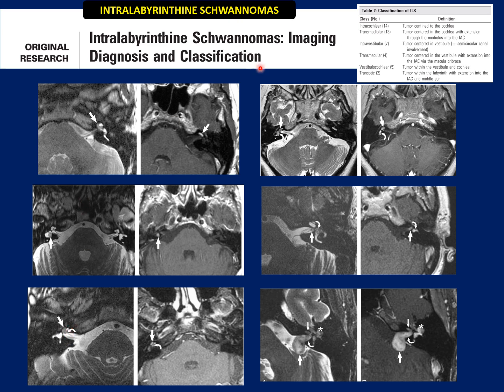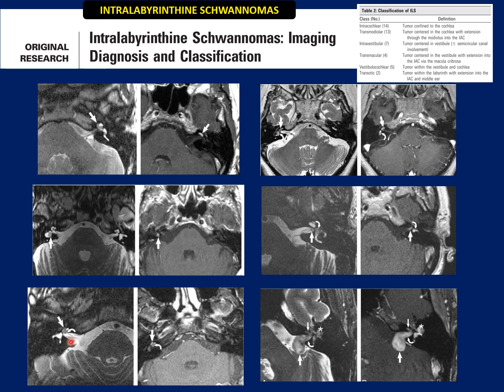So there is an article on the net called intralabyrinthine schwannoma: imaging, diagnosis, and classification. It divides the intralabyrinthine schwannoma into 6 variants. If only the cochlea is involved, it is called an intracochlear intralabyrinthine schwannoma. Here we are able to see the vestibule showing a small tumor which is showing enhancement. So this is the intravestibular variant.